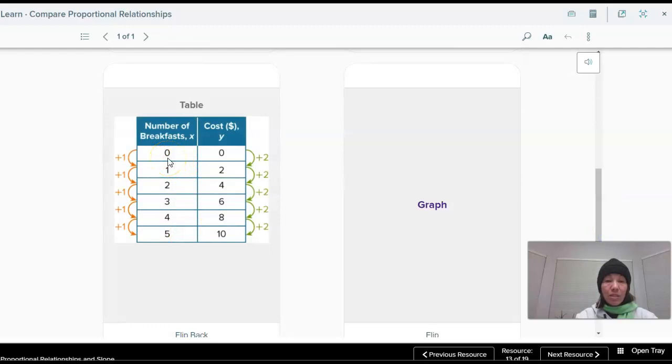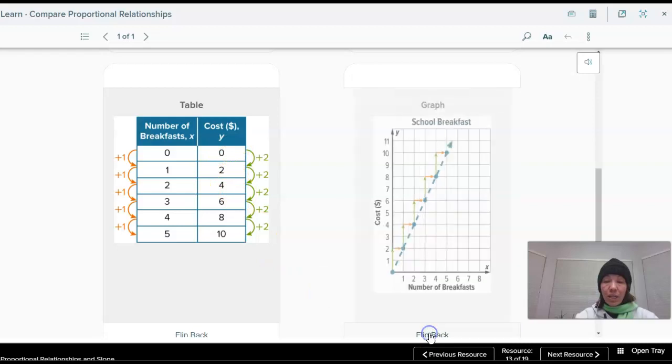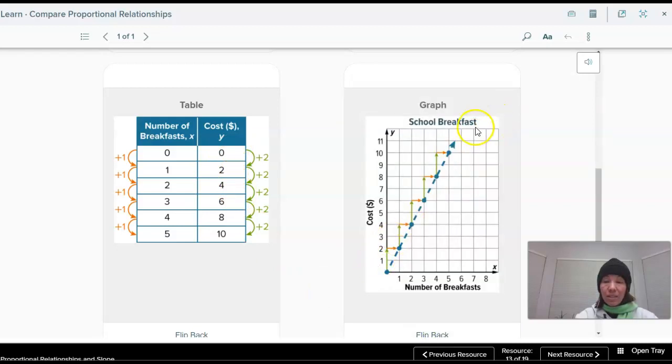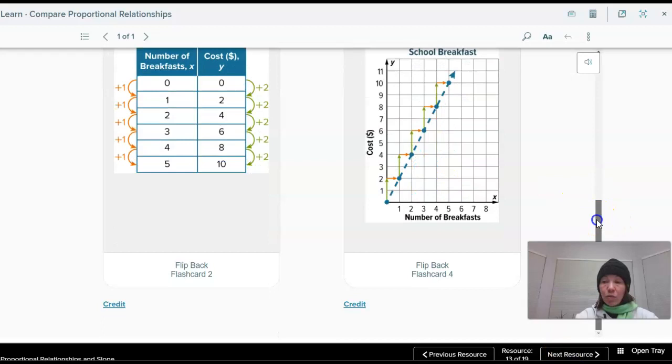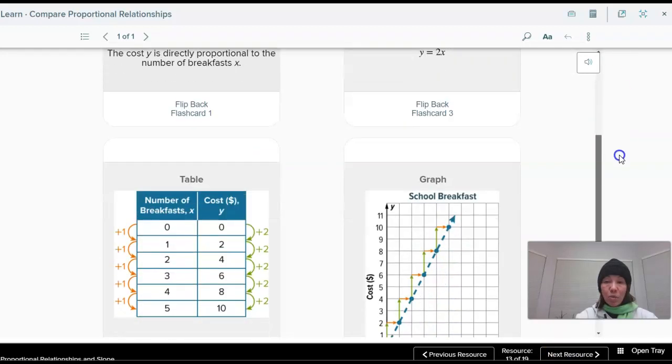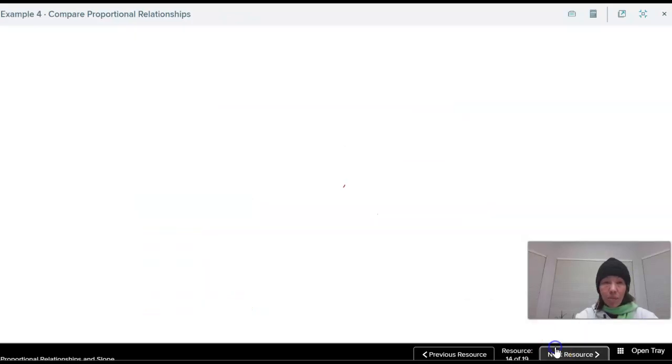For every breakfast we add $2 to our cost. And again, the graph is a dashed line because you can't have half a breakfast. That's why this line is dashed, because only these points actually work on the graph. But for every breakfast eaten, the cost goes up $2. $2 of cost for every breakfast. So these are all the different ways you should be able to represent a proportional relationship: the graph, the equation, in words, with a table.